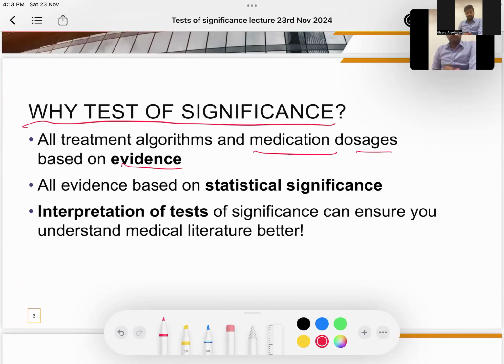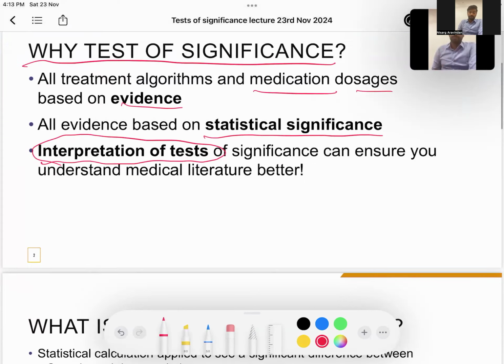Now, all evidence is finally going to be based on statistical significance. If there is no statistical significance, there's not going to be a consideration for clinical significance, and that medication or therapy is not going to come into common usage. That's how important tests of significance are. So if you can understand how to interpret these tests, then you can understand medical literature better, and you can ensure that your treatment outcomes are also better. That's how deep this test of significance goes.